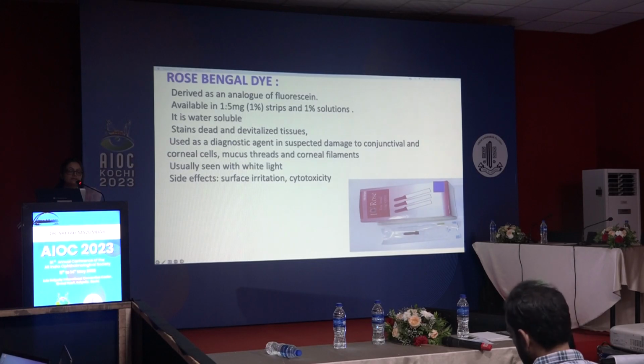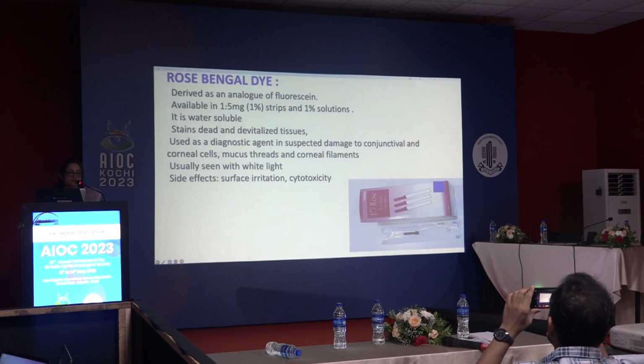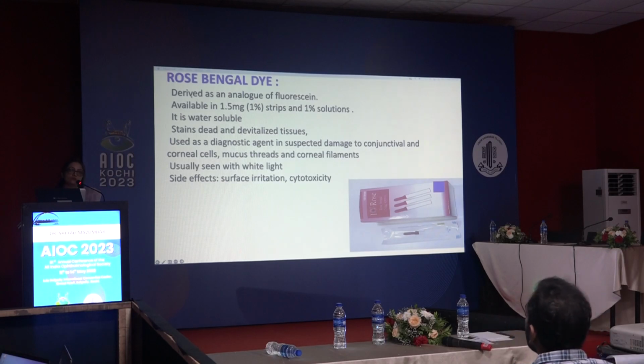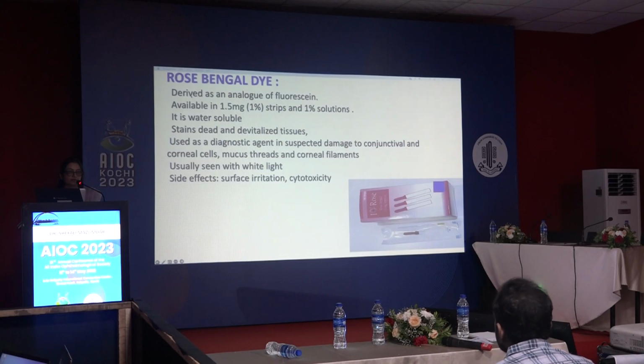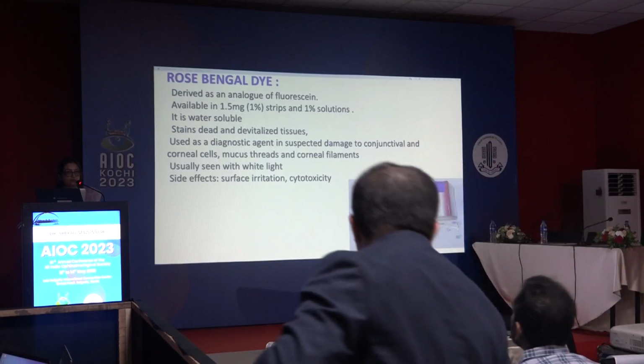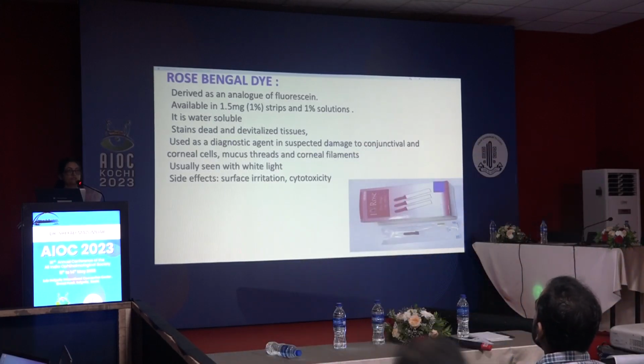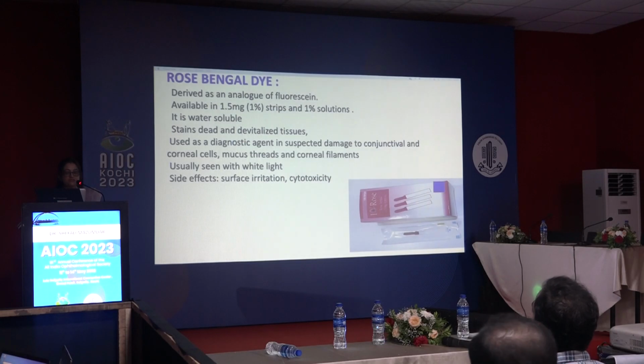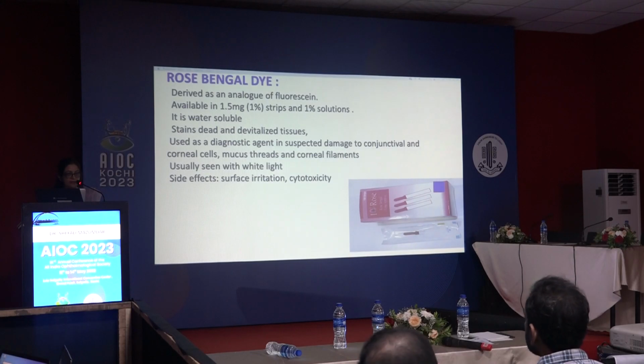Now, another dye is rose Bengal dye. It is a derivative of fluorescein. It is also most commonly used in the form of a strip, and each strip contains 1.5 milligrams of rose Bengal dye. It is also water soluble, but it stains dead and devitalized tissue. So whenever we suspect damage to the conjunctiva or corneal cells, we use this dye. It also stains mucous threads and corneal filaments. We use only white light to examine whenever we stain the ocular surface with rose Bengal. We don't need a cobalt blue filter, okay?